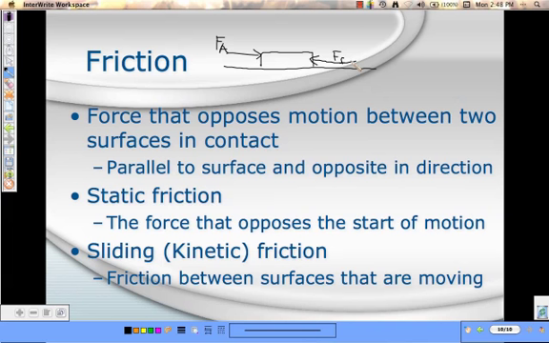Now, in the next chapter, I can't remember if it's this chapter, the next chapter, or two chapters away, we're going to have inclined planes like this, and if you have an applied force in this direction, our force of friction, again, is going to be parallel to this surface, so we'd have force of friction in that direction. So it's not always horizontal, it's always parallel to the surface.